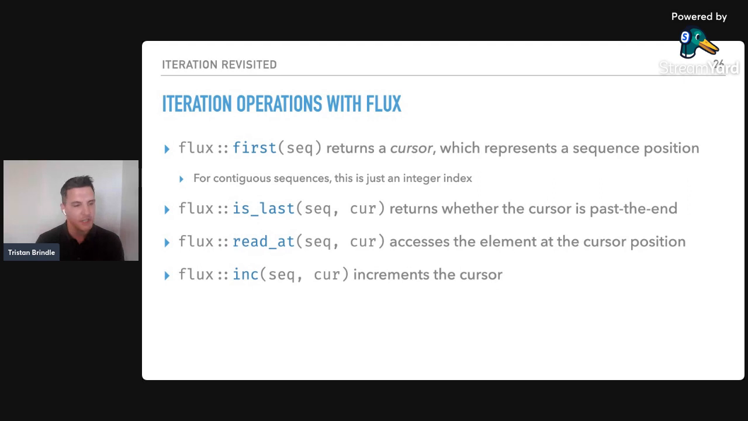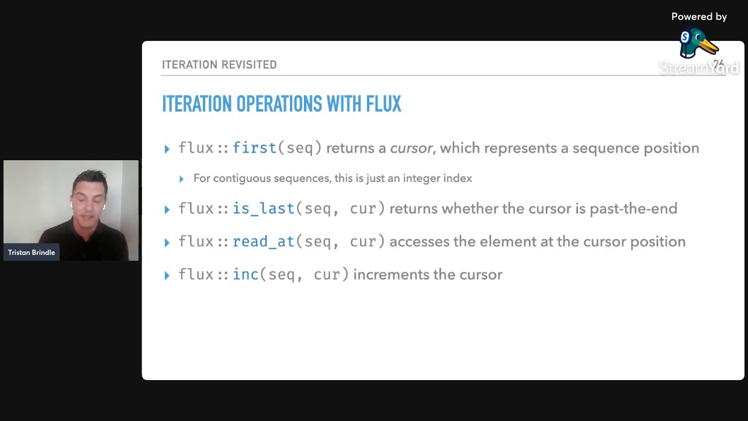So these are our operations. And what you'll notice is that the end check, the read operation, and the advance operation in this model all take the sequence as their first argument. Okay, in the Flux model, the cursor just represents a sequence position and nothing else. With the traditional STL, iterators are smart, right? They know how to dereference themselves, they know how to advance themselves. And this is one of the things that makes the iterator model so complicated. Whereas in the Flux model, a cursor is a position in a sequence and nothing else. And we have to ask the sequence itself, is this a past-the-end cursor? Please will you give me the element corresponding to this cursor?